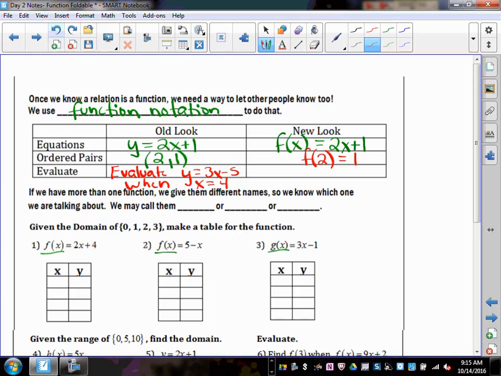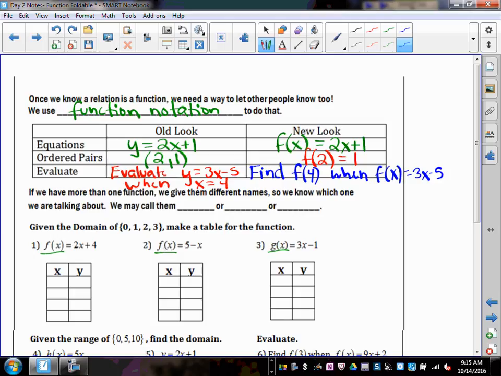Well, now I can communicate that through function notation. Instead, you're going to see find f of, I want to find it when x is 4, so f of 4, when f of x equals 3x minus 5. So instead of saying evaluate my equation when x is 4, find f of 4 when my function is this. Meaning, again, 4 is my x value. Instead of x, I have 4. So instead of x, I put in 4.